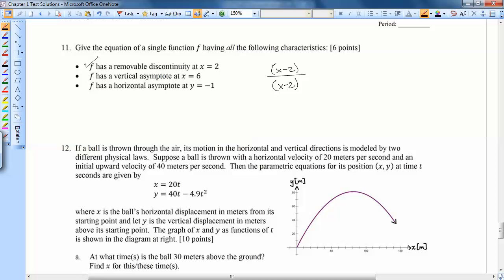Done. Vertical asymptote at x equals 6, I get those asymptotes when stuff in the denominator doesn't cancel. So if I throw in an x minus 6 down here, now that's done too.